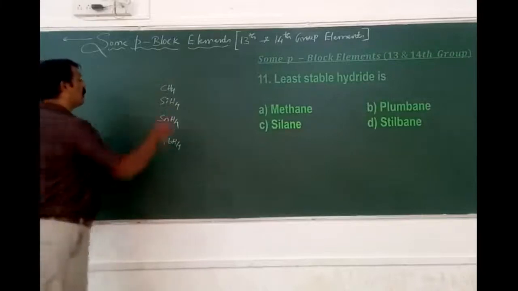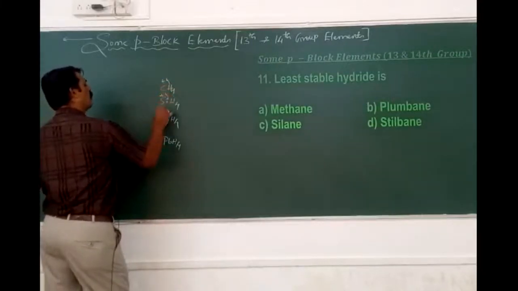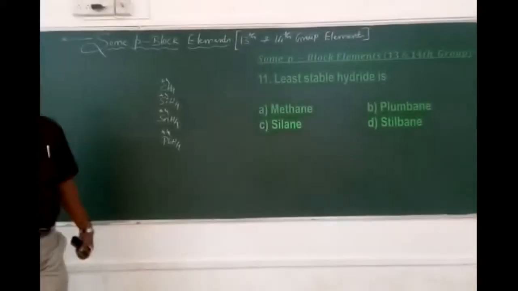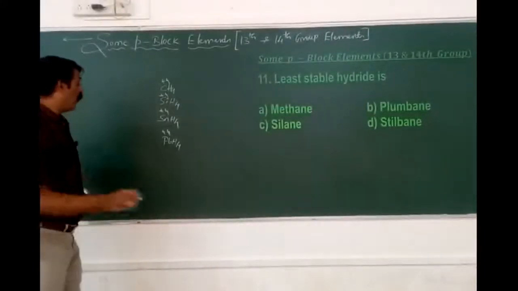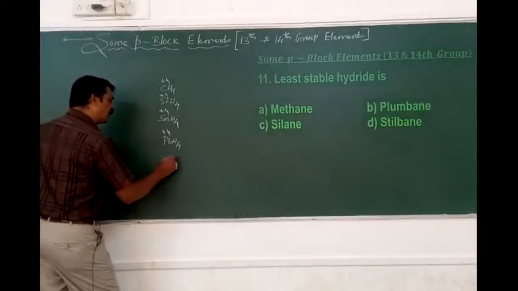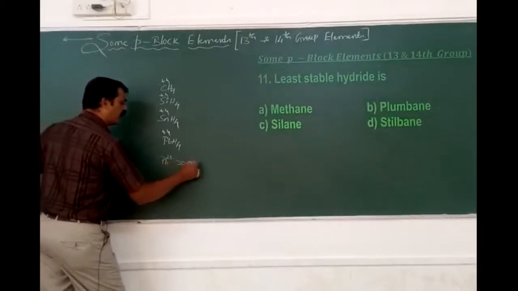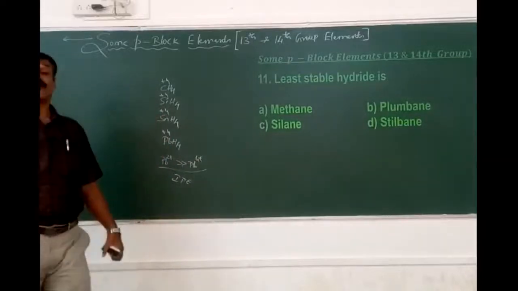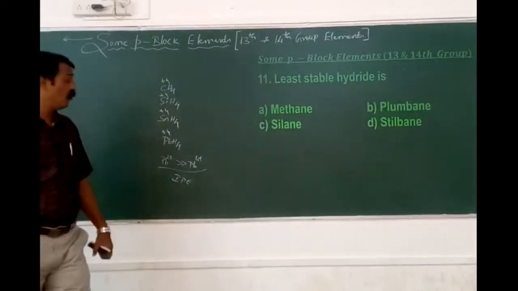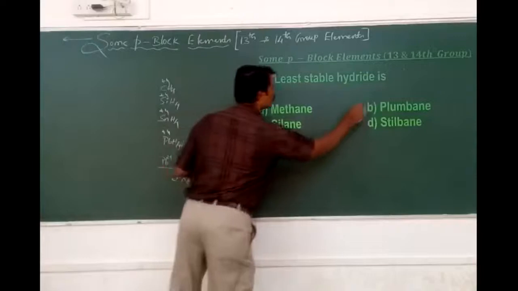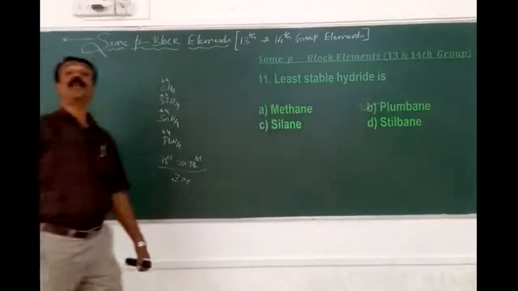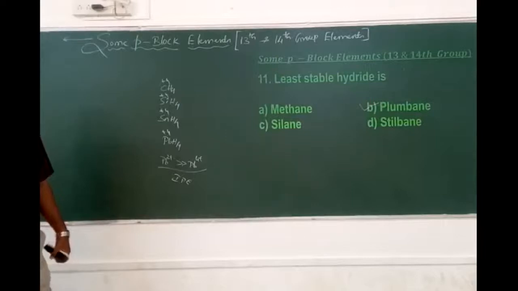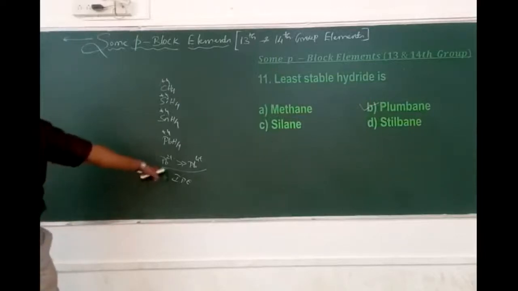So here it is +4, +4, +4, +4. As we already mentioned, Pb 2+ is far greater in stability compared to Pb 4+. This is due to the inert pair effect. It means lead in the +4 state is not stable. Therefore, the least stable one is going to be plumbane. Why plumbane? Because the +4 oxidation state is not stable with respect to lead because of the inert pair effect.